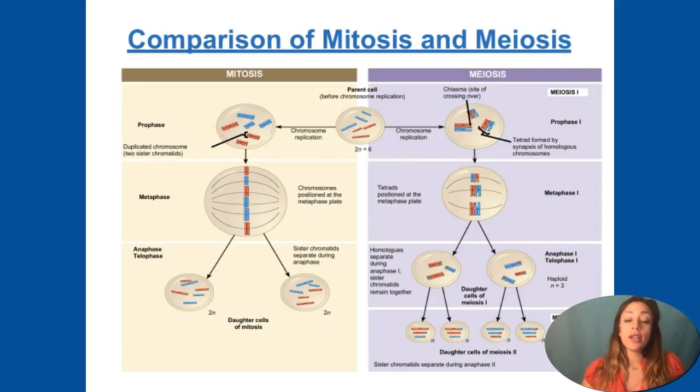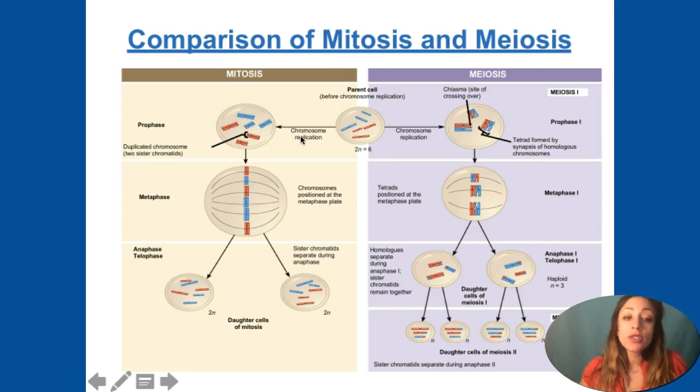So these are nice diagrams. Right here is the parent cell. If you were going through mitosis, you would go this direction. If you're looking at meiosis, you're going to go this direction. Mitosis only has 1 round of PMAT. They both have to undergo interphase, especially the DNA replication, which is the S phase.